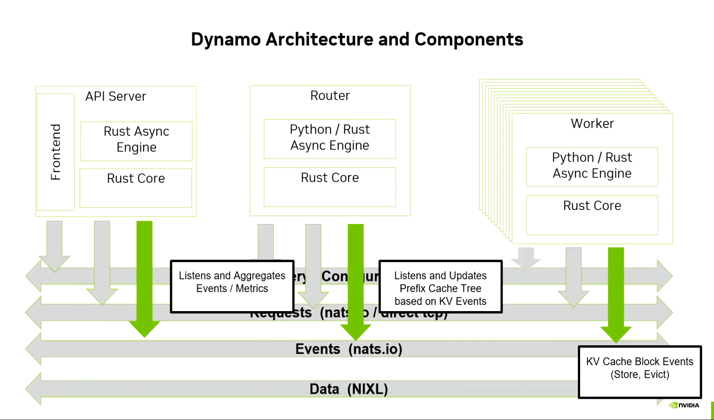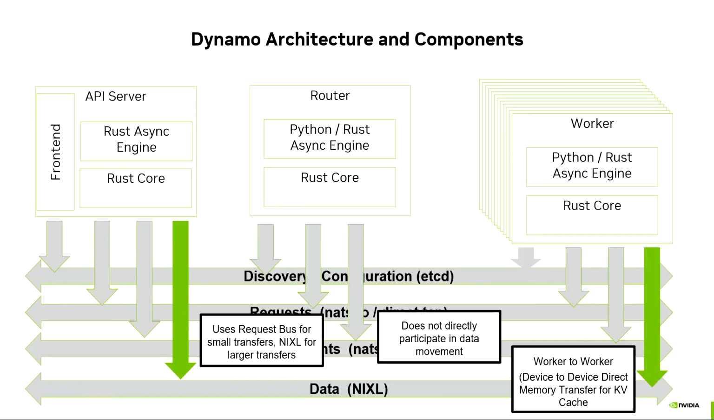And finally, the worker itself is going to be the event source. When any KV cache blocks get entered or exited, or stored or evicted is the right words, the worker is going to send that into the events bus. And again, we show specific listeners here, but really anybody can listen to anybody else.